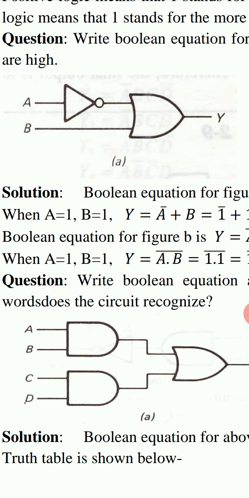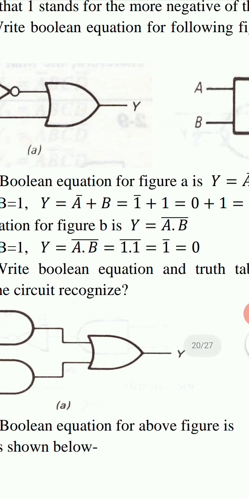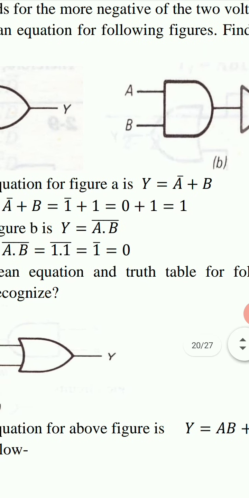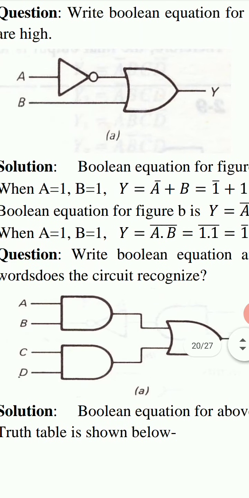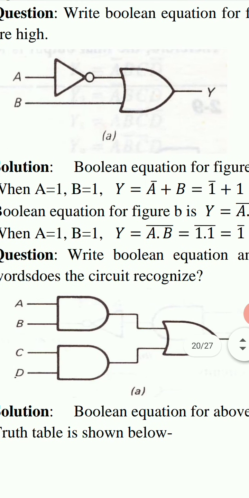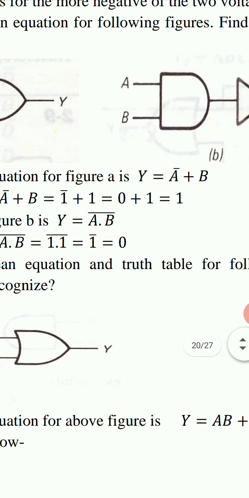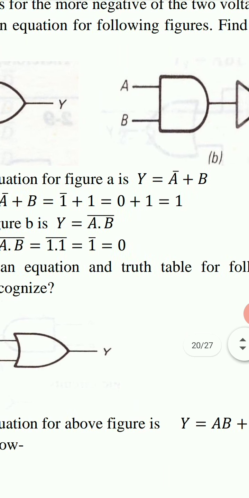If both inputs are high, if A is 1 and B is 1, then Y, which is equal to A bar plus B, equals 1 bar plus 1, and 1 bar is 0, so it is 0 plus 1, that is 1. So if both inputs are high, the output of this logic circuit will be high, that is 1.